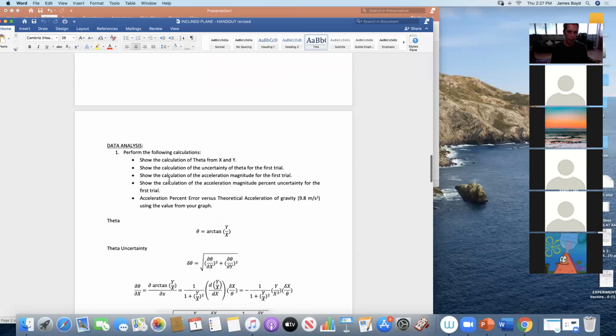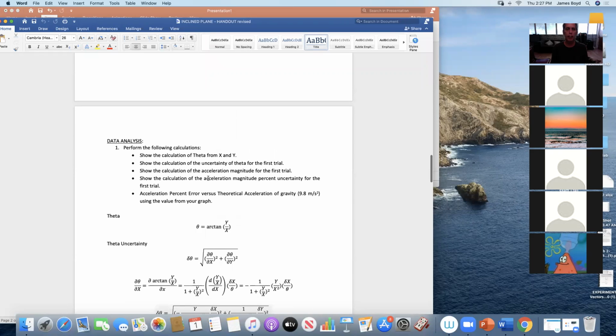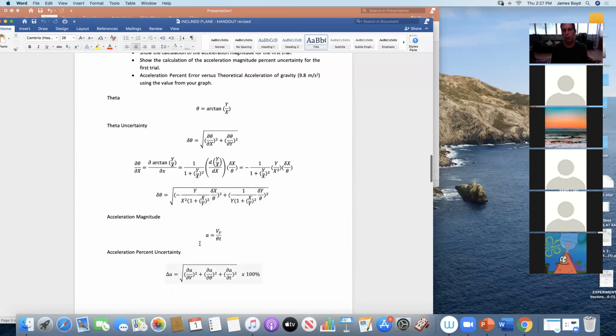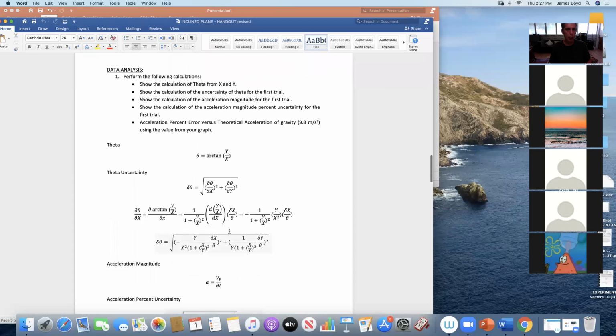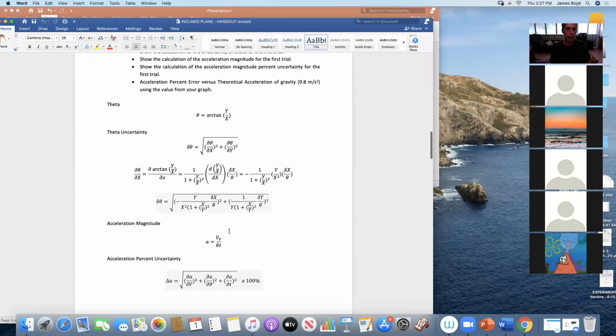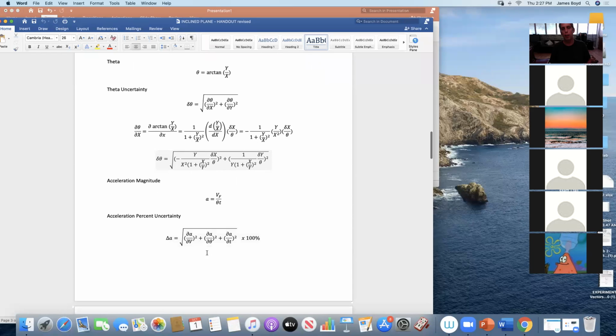Okay. The next thing I want you to do is calculate the acceleration magnitude of the first trial. Don't be surprised if this is really different from what you're going to get for your graph, and you'll see that in a second. So A is V final theta in radians times t. This will end up being like 6.6 or something meters per second squared, negative. And then show the calculation of the percent uncertainty from that first trial.